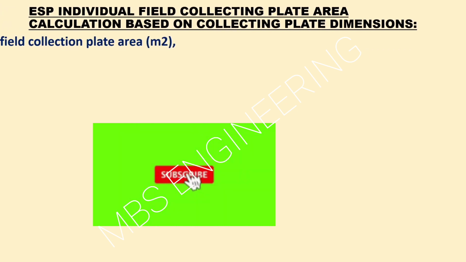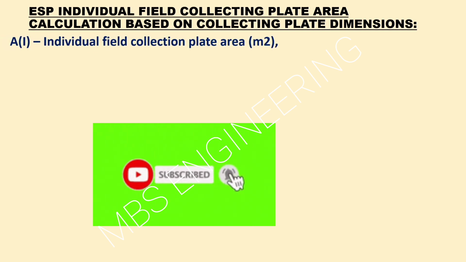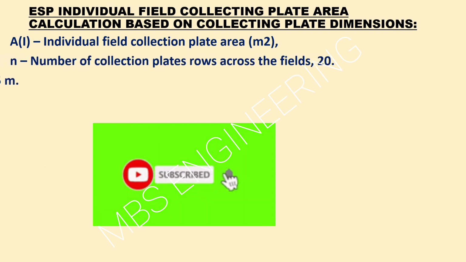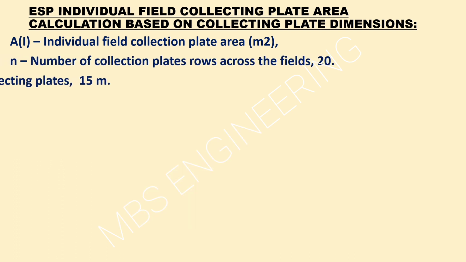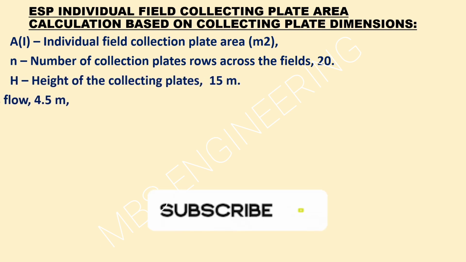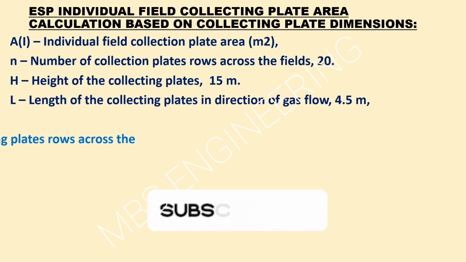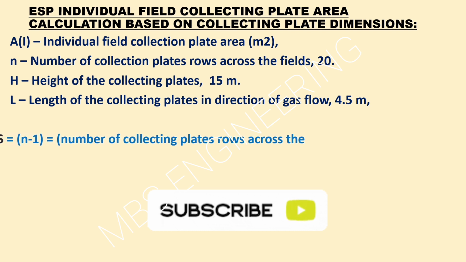Next, we are going to understand the ESP individual field collecting plate area calculation based on collecting plate dimensions. Given data: N, the number of collection plate rows across the fields, is 20. H, the height of the collecting plate, is 15 meters. L, the length of the collecting plates in the direction of gas flow, is 4.5 meters.